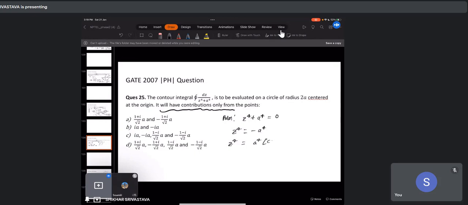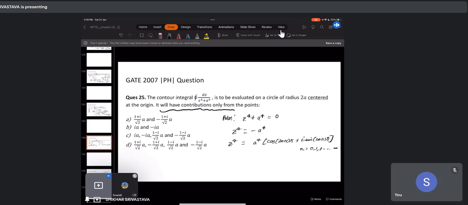-1 can be written as cos of (2n plus 1) pi plus i times sine of (2n plus 1) pi, where n is 0, 1, 2 up to infinity. If you put n equal to 0, you just get cos pi, which is -1. And this sine term is always 0 because sine of 2 pi, 4 pi, 6 pi, all of those are 0.